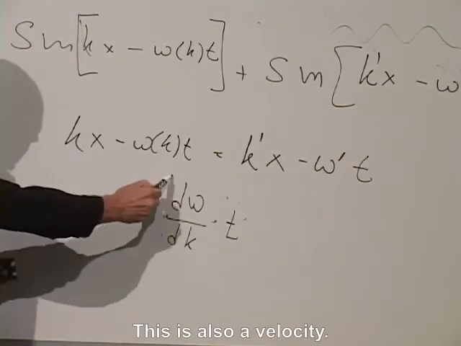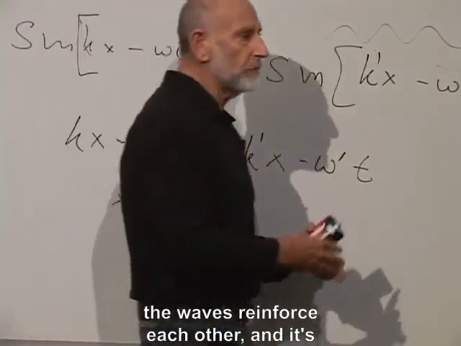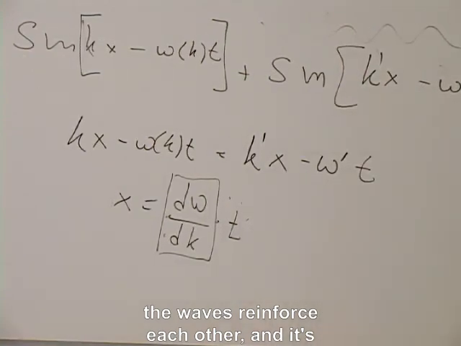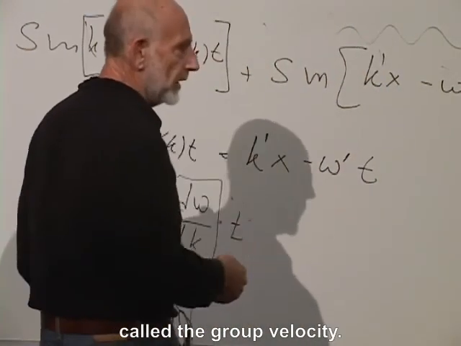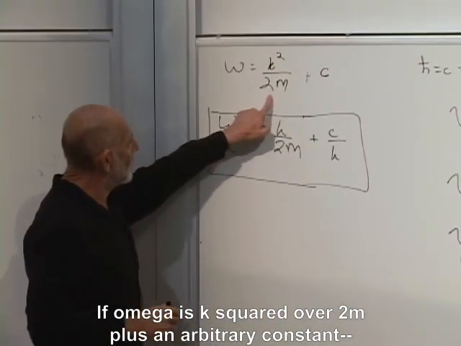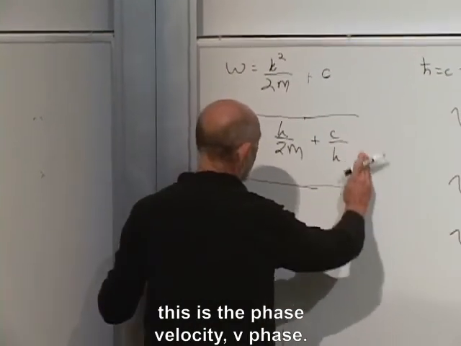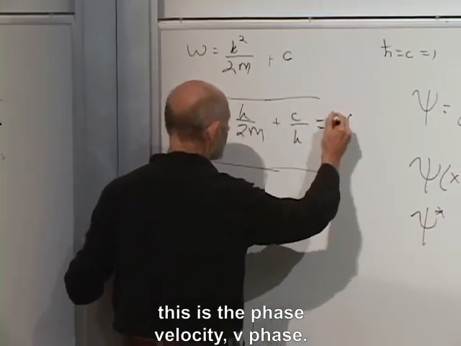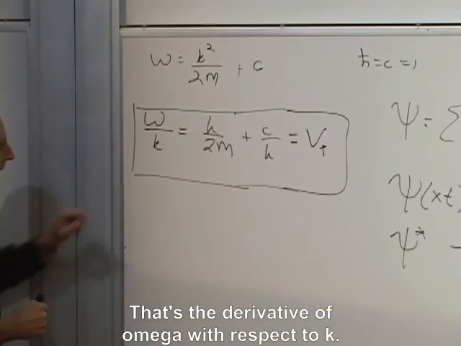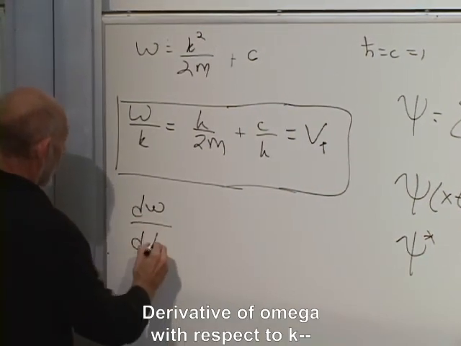This is also a velocity. It's the velocity of the place where the waves reinforce each other, and it's called the group velocity. Let's calculate it. If omega is k squared over 2m plus an arbitrary constant, this is the phase velocity, v phase. What about the group velocity? That's the derivative of omega with respect to k.